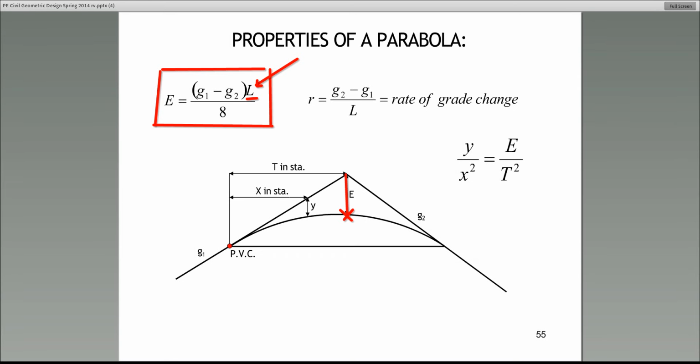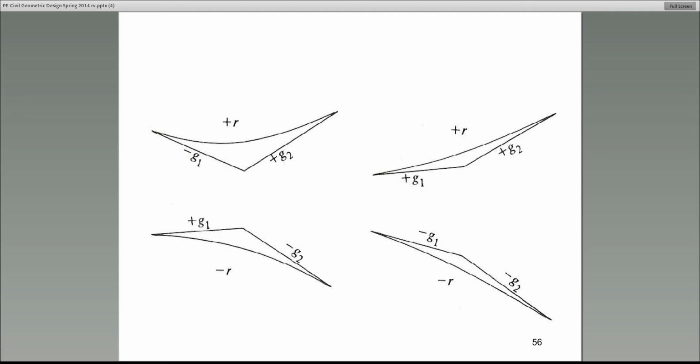I'll repeat that. Projection of the curve onto the horizontal axis. All right? In this particular case, this is expressed as the length of the curve. Let me go to the next slide to explain this, and then I'll come back. For example, let's take this one.